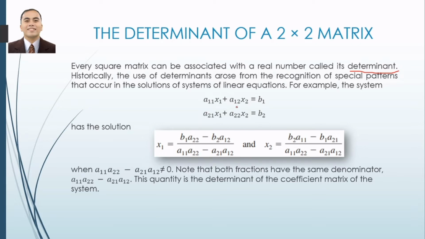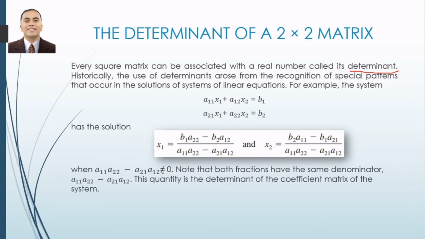2 is equal to b sub 1, and a sub 2 1 x sub 1 plus a sub 2 2 x sub 2 is equal to b sub 2, has the solution x sub 1 is equal to b sub 1 a sub 2 2 minus b sub 2 a sub 1 2, all over a11 a22 minus a21 a12, and x sub 2 is equal to b sub 2 a11 minus b sub 1 a21, all over a11 a22 minus a21 a12, when a11 a22 minus a21 a12 is not equal to 0.